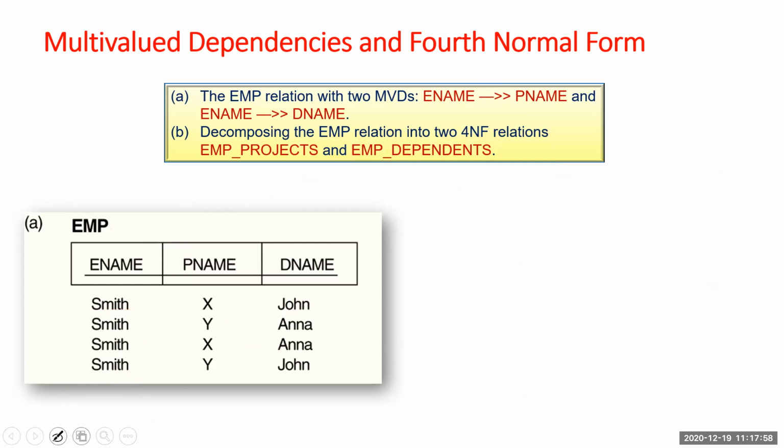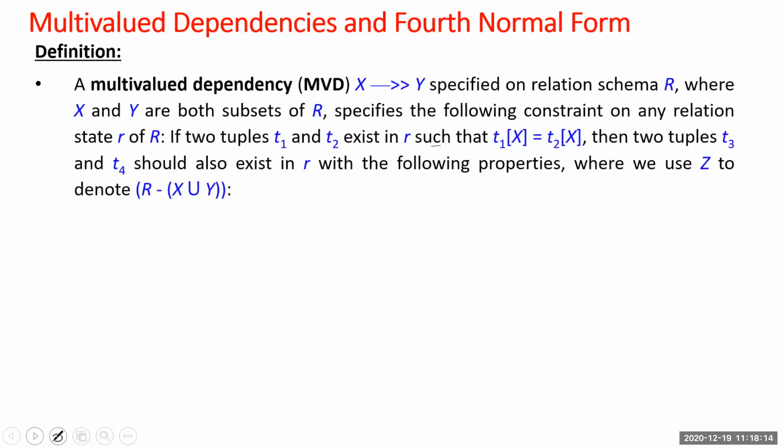Now let's check the definition of multivalued dependency. Now let's go back to this: the multivalued dependency and fourth normal form. The definition: a multivalued dependency, X multi-determines Y, specified on relation schema R, where X and Y are both subsets of R, specifies the following constraint on a relation schema for the current state of R. This constraint is again for the current state, so I have to check the upcoming constraints on the current state of R.